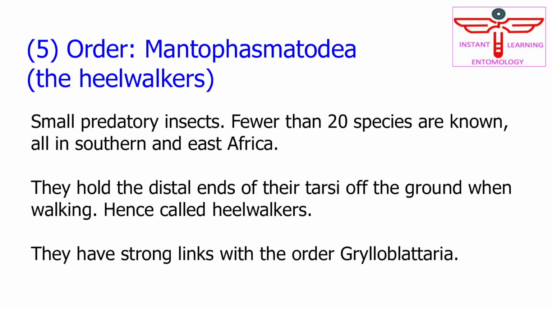Order: Mantophasmatodia, the heelwalkers. Small predatory insects. Fewer than 20 species are known, all in southern and East Africa. They hold the distal ends of their tarsi off the ground when walking, hence called heelwalkers. They have strong links with the order Grylloblattaria.